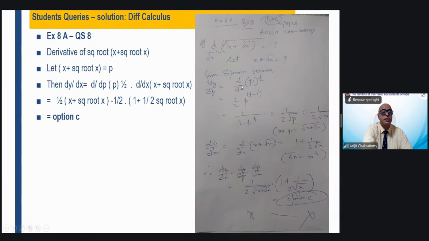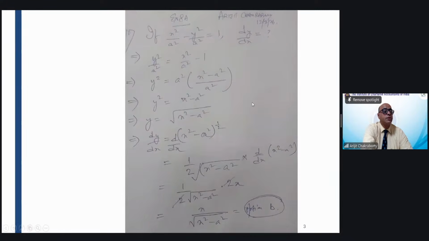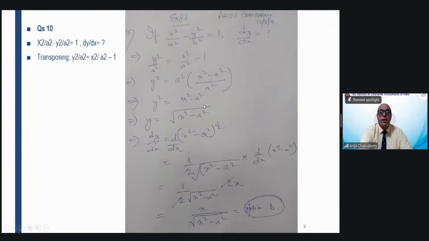We move next to the second question on differential calculus. So this is the question you can see coming up. Question number 10. The question was, if x squared by a square minus y squared by a square equal to 1, then what is dy by dx? So I was just solving the problem a little while back. You can see I've just included this page from my exercise book.